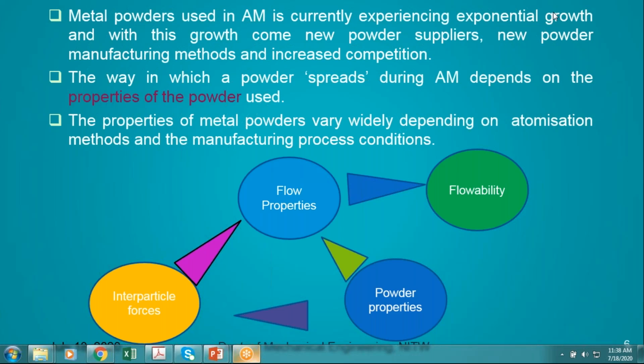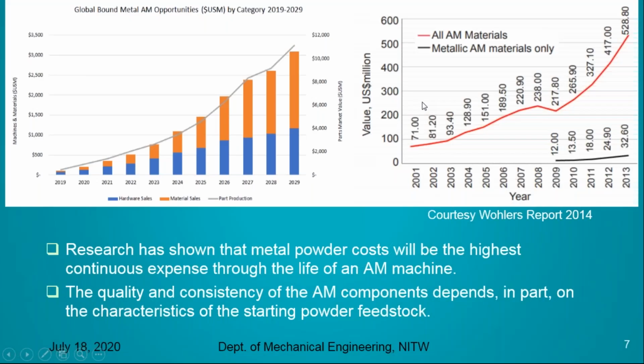And overall we are going to call this the powder properties. When we talk about very good powder properties, these include the flow properties, the interparticle forces, and the flowability of the powder. How are we going to assess these powder properties? One may be the morphology, the particle size distribution, the moisture content in the powder, as well as the composition of the powder. These will give us the overall powder properties required for the additive manufacturing process. You can see the global growth of additive manufacturing opportunities increasing day by day.